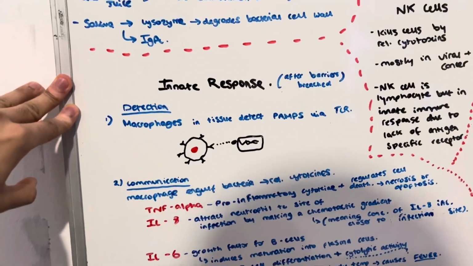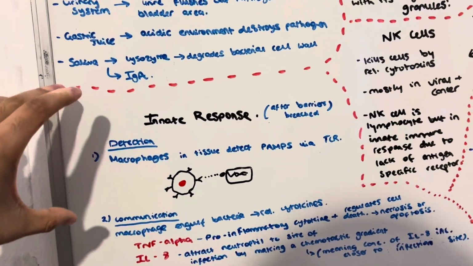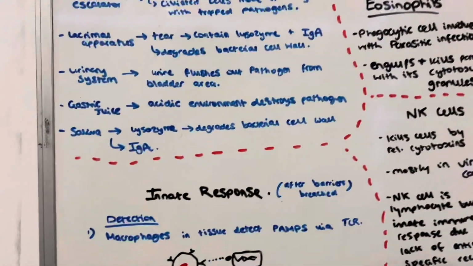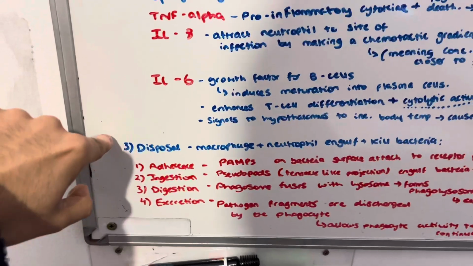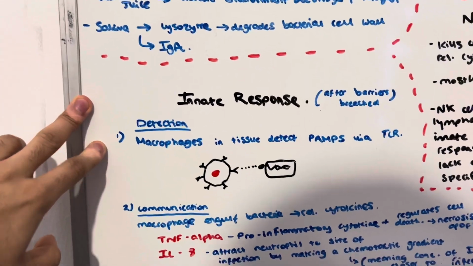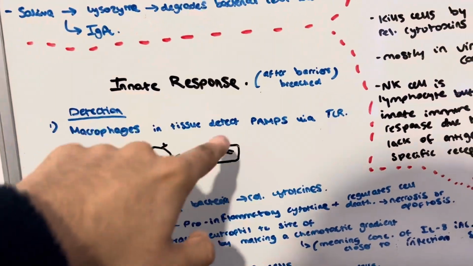So the innate response, this part of the innate response would happen after the physical immunity barriers are breached. So first we've got 3 main steps. We've got detection, communication, and disposal. So in terms of detection, our macrophages in the tissues would detect PAMPs.